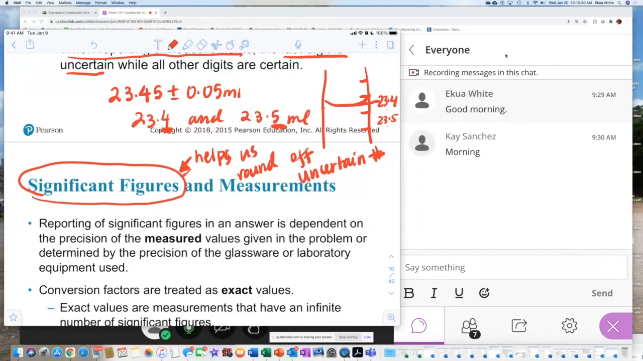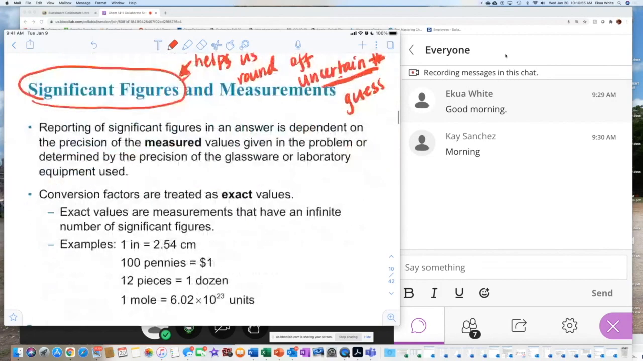Right. When you have to estimate, to guess what the value is because it doesn't land on a number, they want to make sure in the end they round off the number that you had to guess, because guessing causes uncertainty. And when it does, we round it off using significant figures. Okay, we'll go ahead and move on.